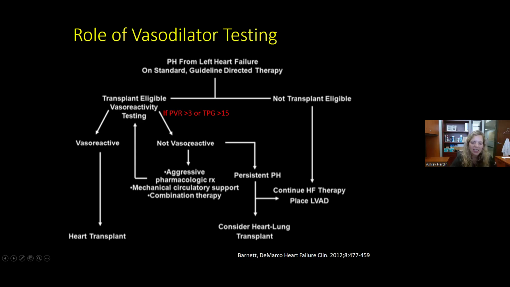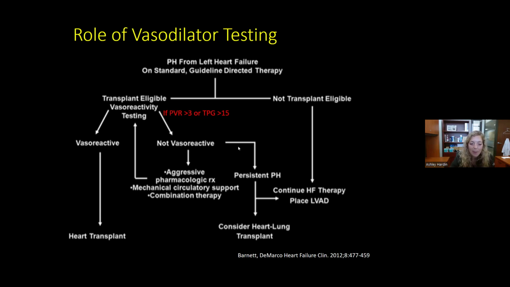If they're not vasoreactive, then what the guidelines recommend is aggressive pharmacologic treatment, give them mechanical circulatory support or combination treatment. Get their wedge down, keep it lower, put them on inotropes. Maybe they need to be unloaded with an Impella or some other form of mechanical support. And you may need to give them some time and park them in the ICU with a Swan-Ganz catheter in place and titration of vasoactive therapy depending on the patient profile.